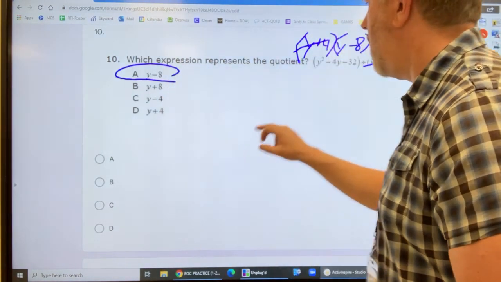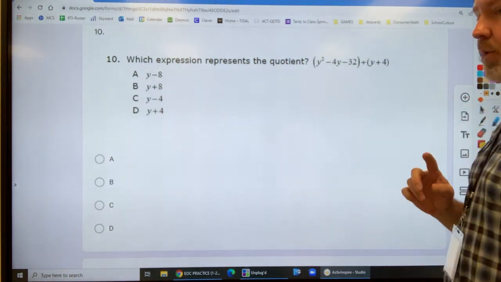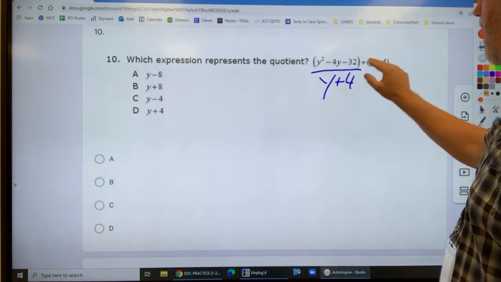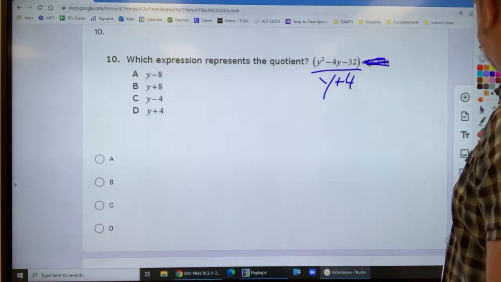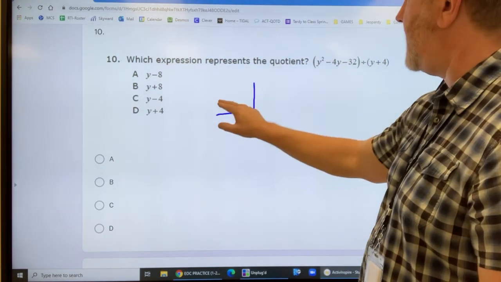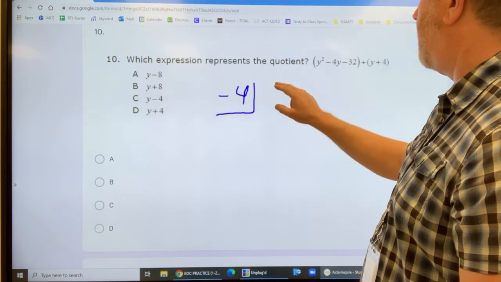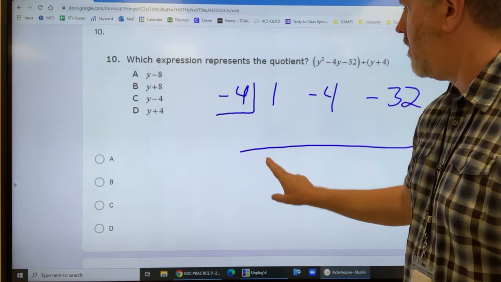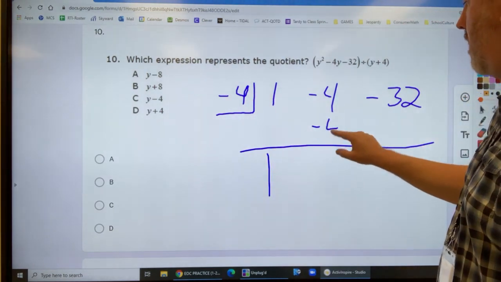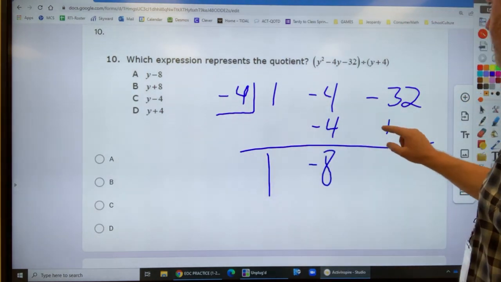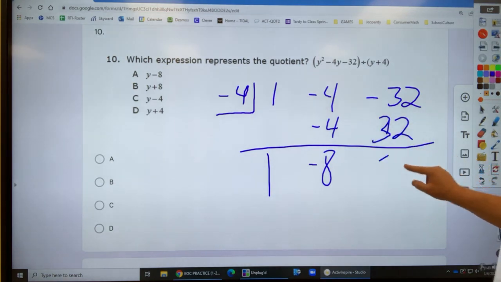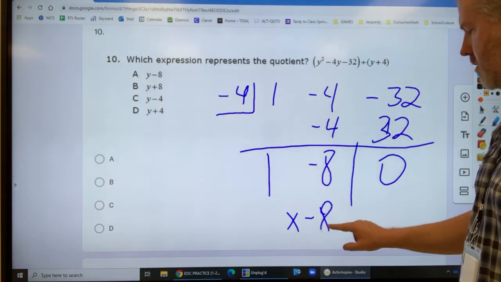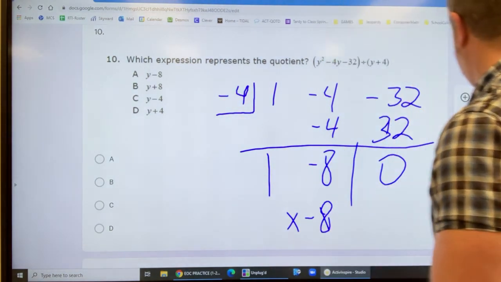and my answer ends up being y minus 8. Or if you don't see that, which you may not see, you could write it like this basically. Factor the top, cancel. Maybe you don't see that. Maybe you just see division, which would be synthetic division. So here's an alternate way to do it. 1, negative 4, negative 8, 32, positive 32, 0. Answer ends up being y minus 8. All right? Either way, we end up with the same answer.